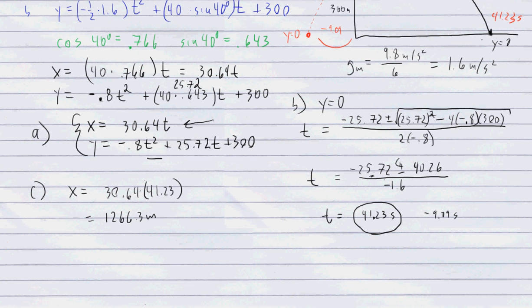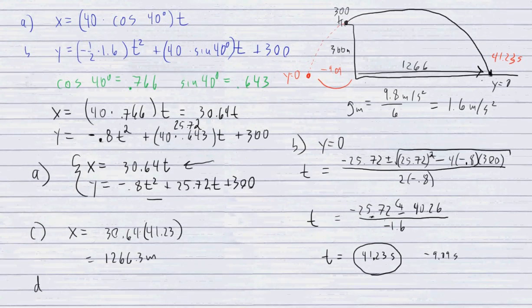Also consider the fact that she's starting off a 300-foot high cliff. So that's 1,266 meters measured from the bottom of the cliff, like that. So that's 1,266.